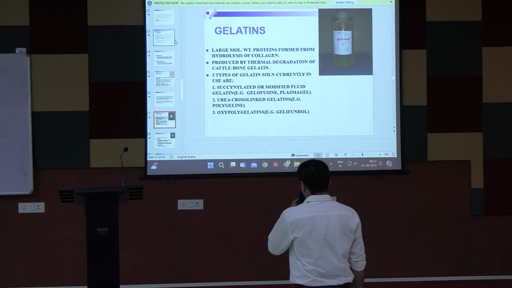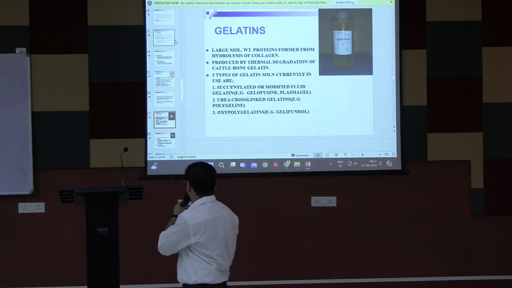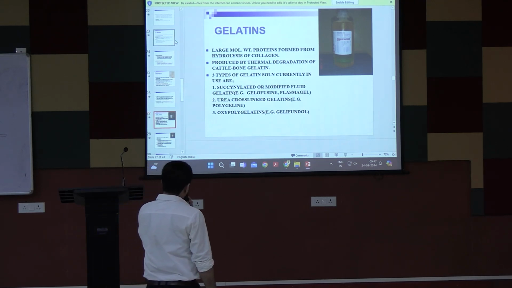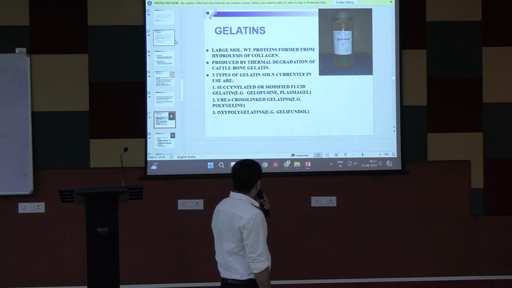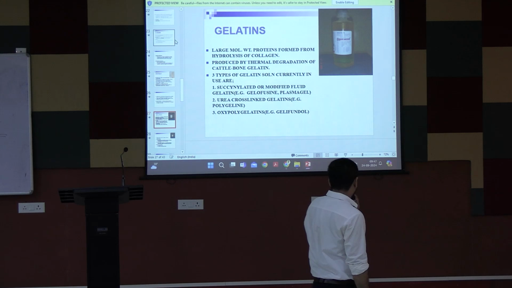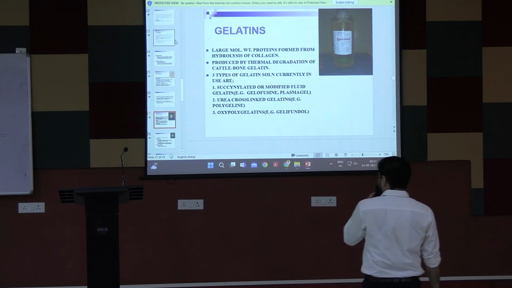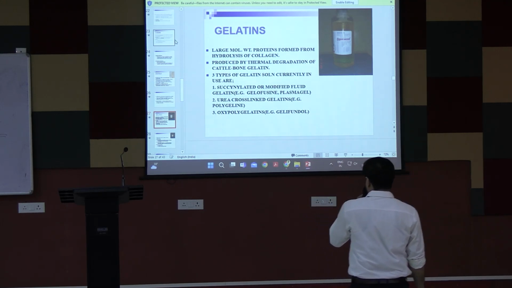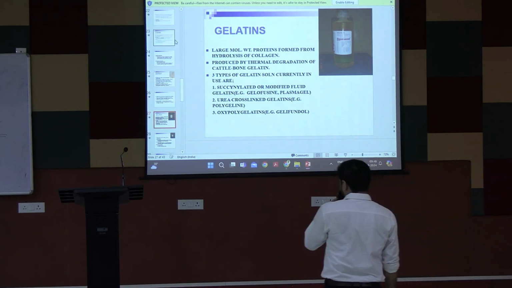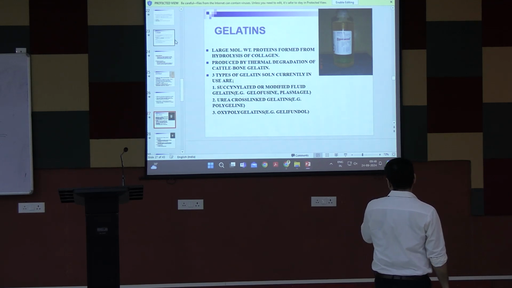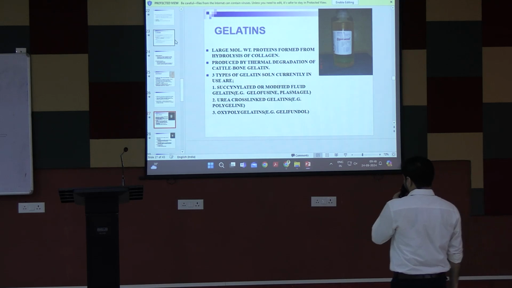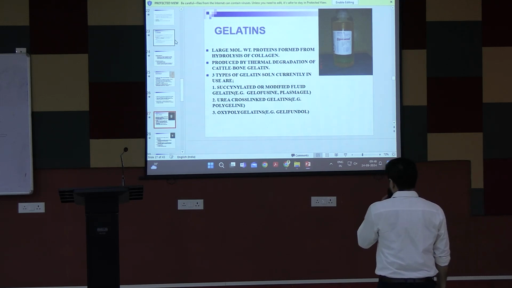Gelatins: large molecular weight proteins formed from hydrolysis of collagen, produced by thermal degradation of cattle bone gelatin. Three types of gelatin solution currently in use are succinylated modified fluid gelatin, Gelofusine, Plasmagel, and urea cross-linked gelatin, for example Haemaccel, and oxypolygelatin, Gelofundin, which is not normally available. The first two are mainly available everywhere, but the third is very difficult to get access to.